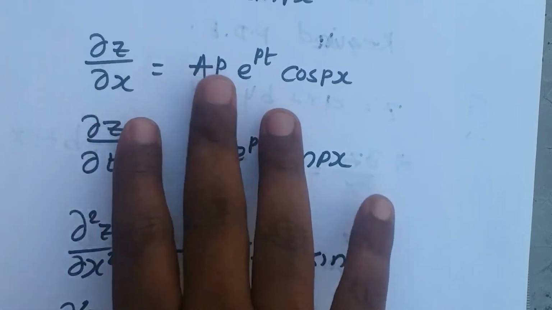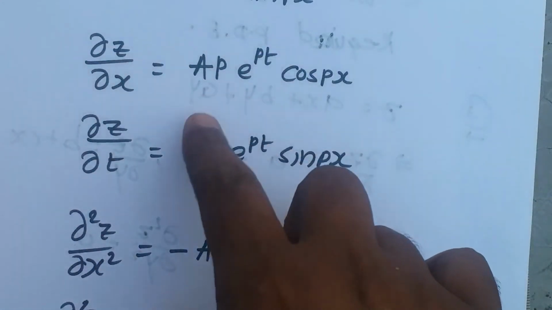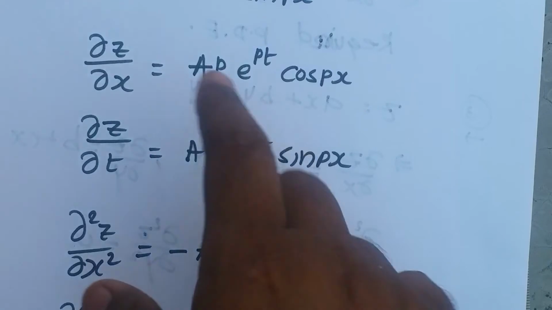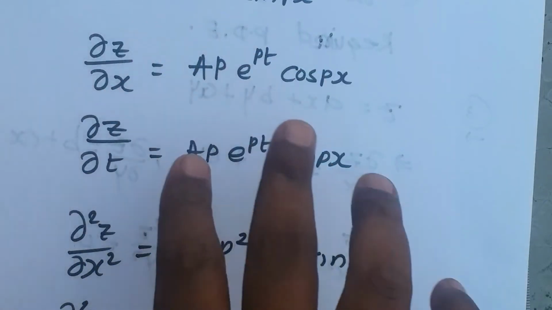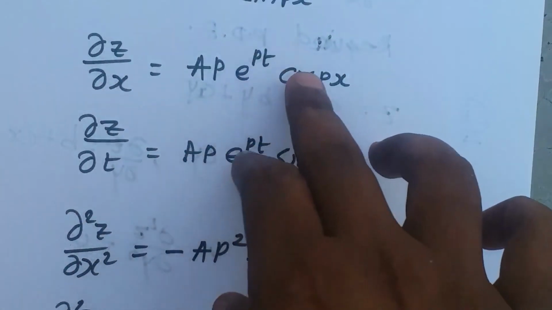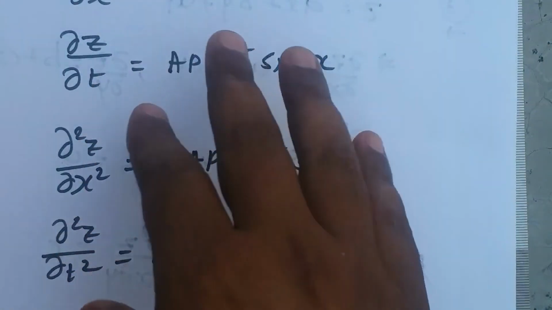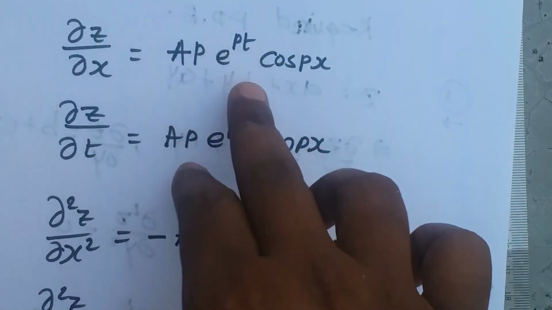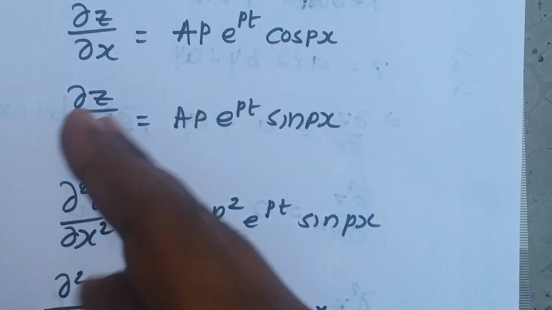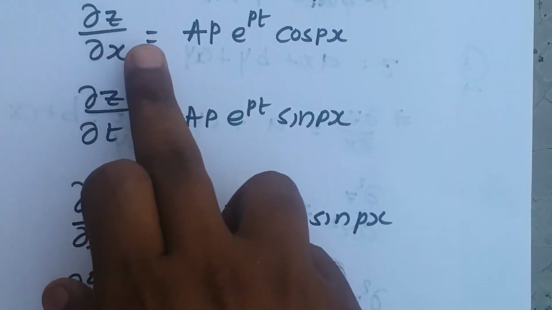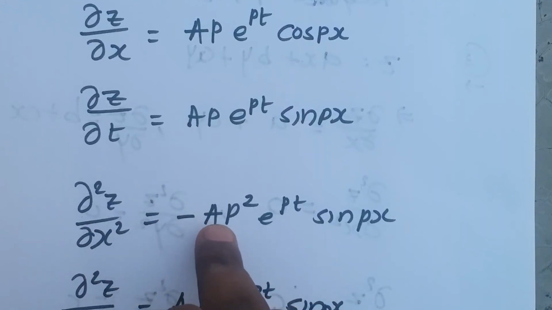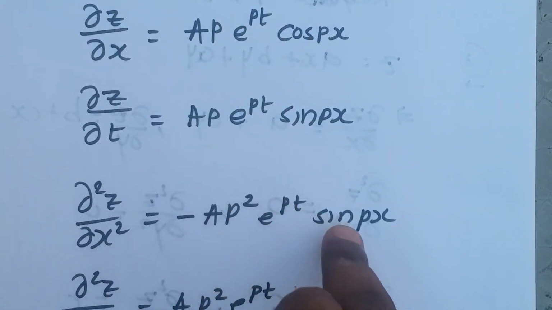Now if you see these two first order equations, we cannot eliminate a and p from them. By any calculation you cannot eliminate the two arbitrary constants a and p using these two. Hence, whenever you are in such a situation that you are not able to eliminate both the constants, differentiate them one more time. So I have differentiated this equation with respect to x one more time, and I got minus ap square e raised to pt sin px. The derivative of cos has become minus sin.